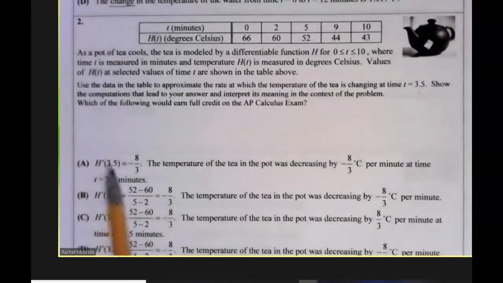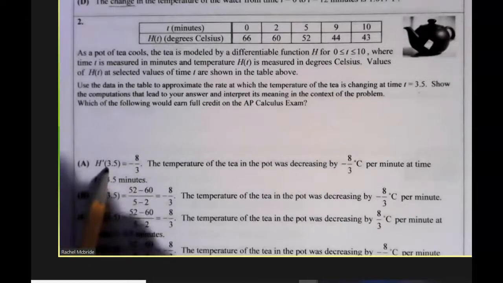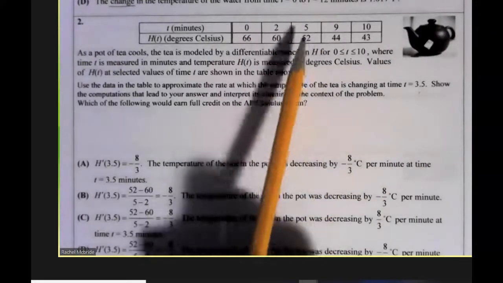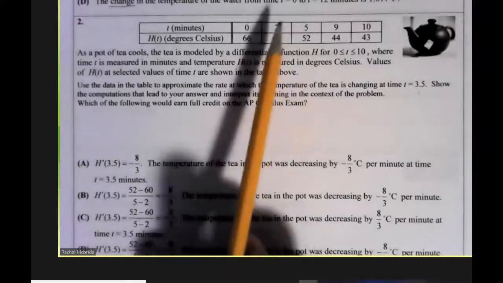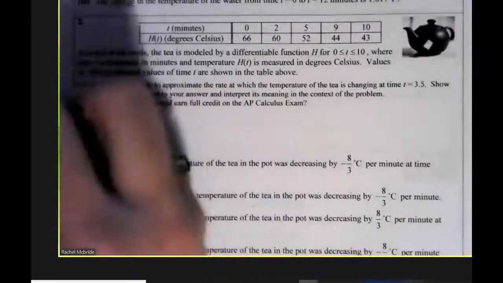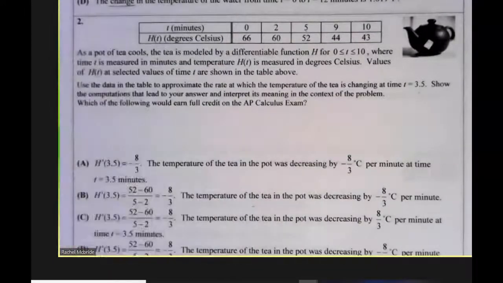So I don't know 3.5. So to be given h prime of 3.5 equals -8/3, that's coming from the idea of taking 52 minus 60 over 5 minus 2, which is what we need to do because that represents the average or the slope of the secant.